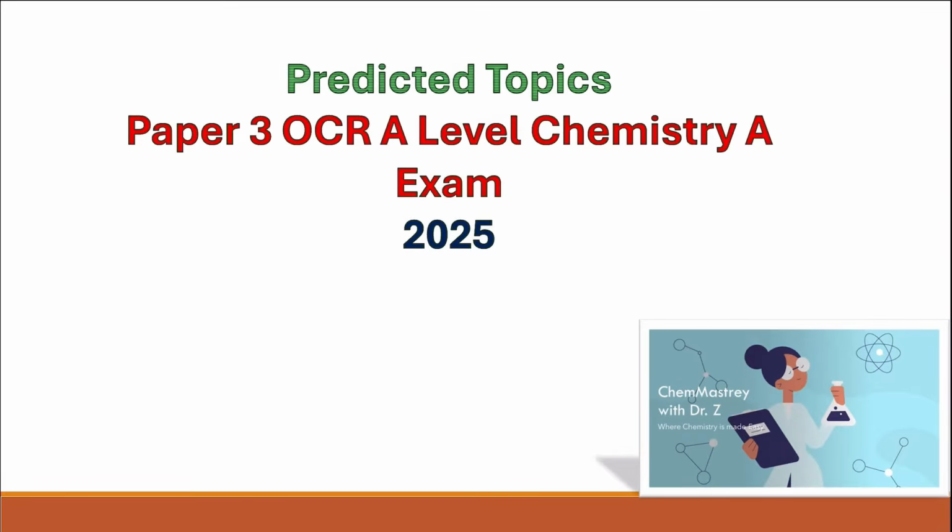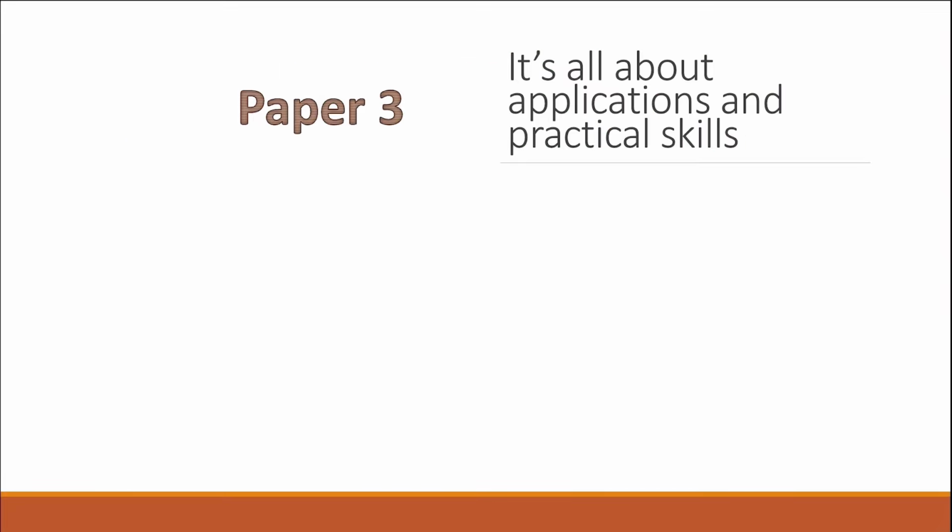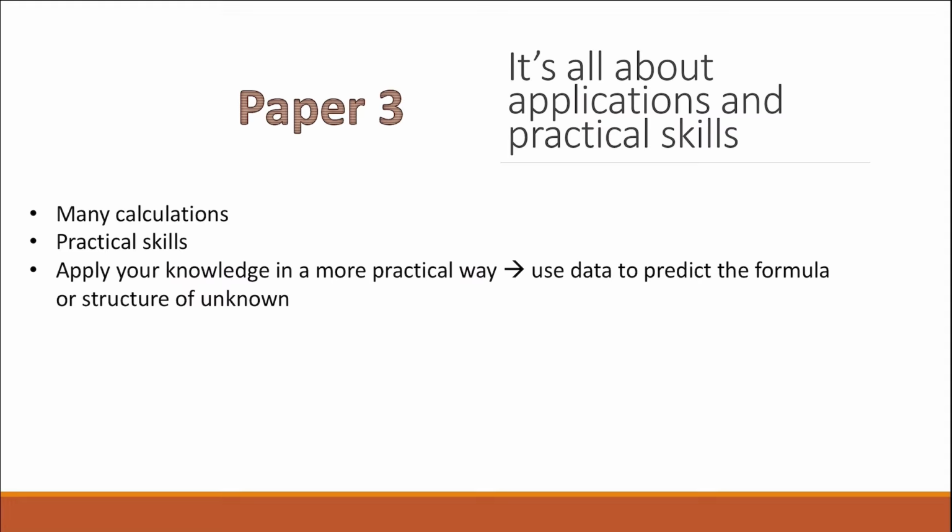These are my predictions for paper 3 OCR A-Level Chemistry A exam 2025. So paper 3 is all about applications and practical skills. So expect so many calculations in your exam and some of the practical skills, and apply your knowledge in a more practical way. So use data to predict the formula or a structure of unknown.